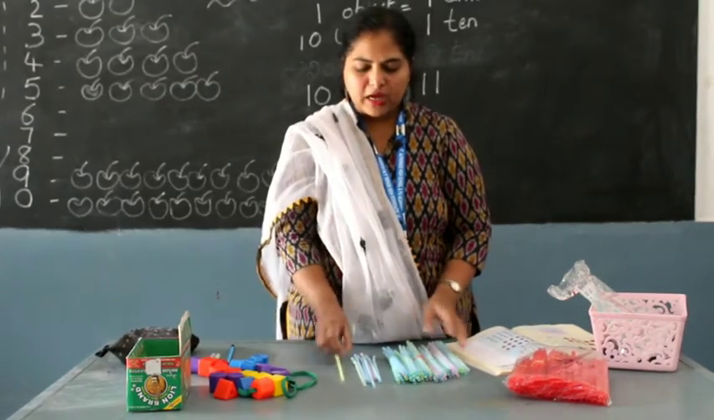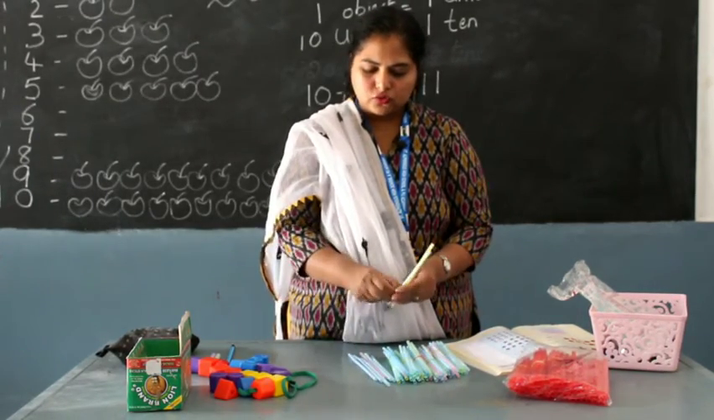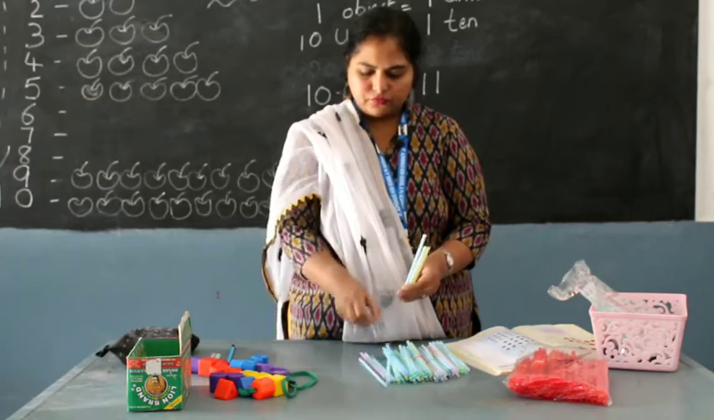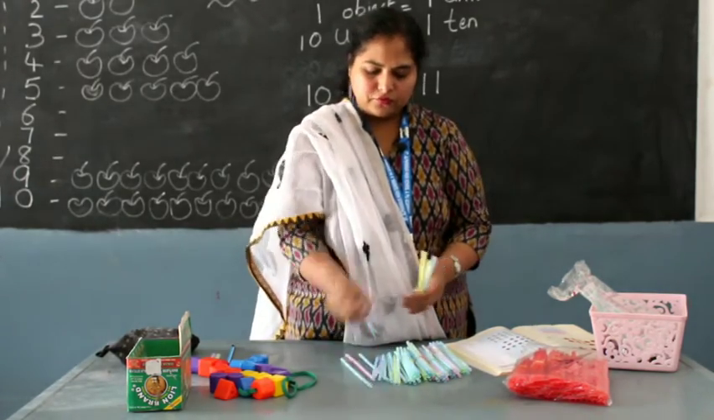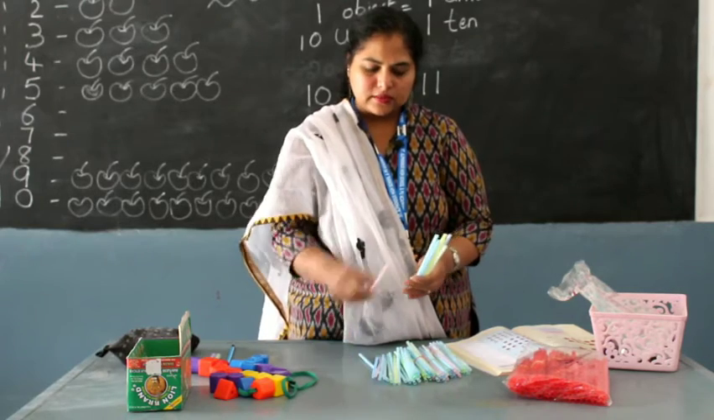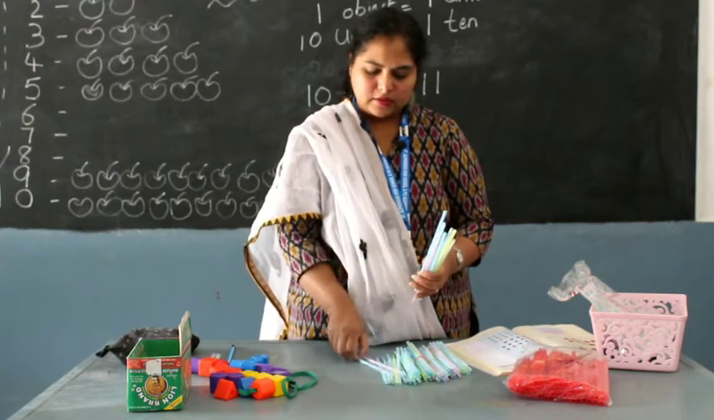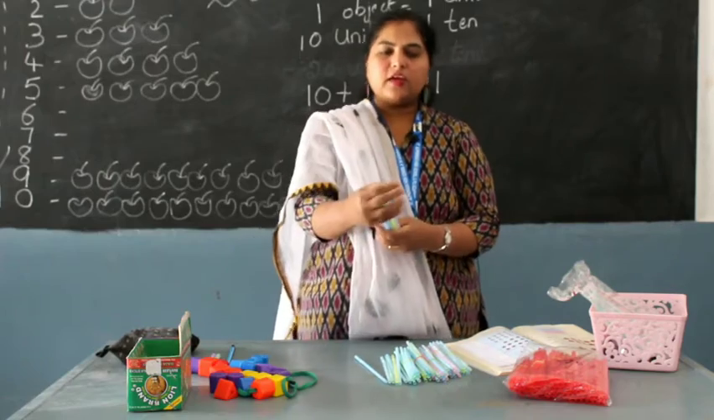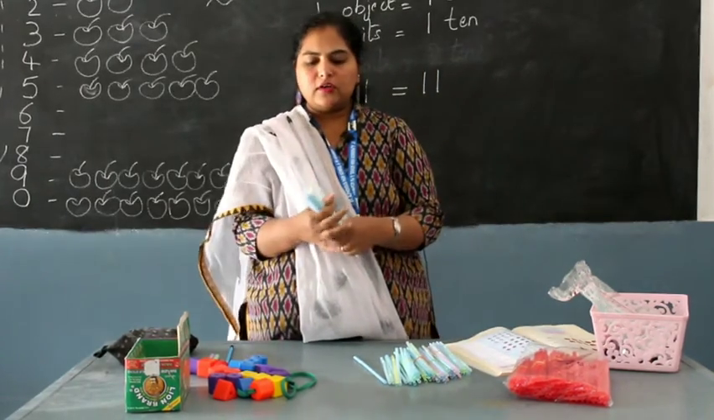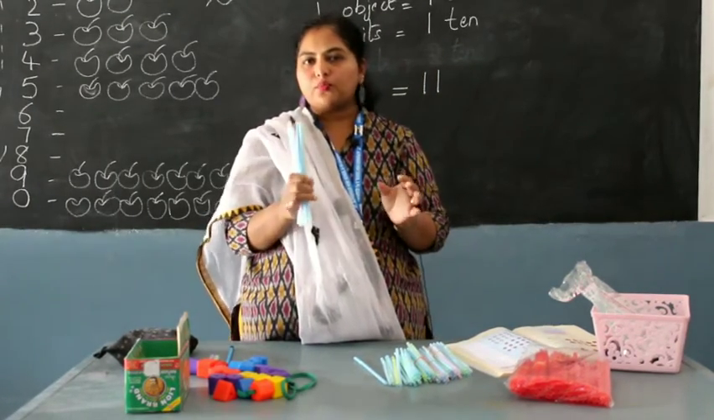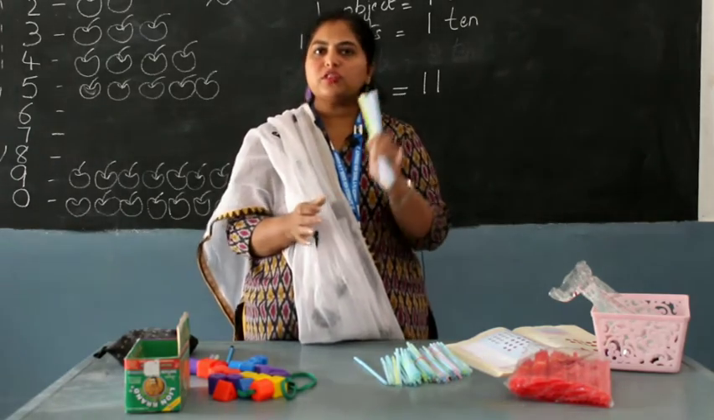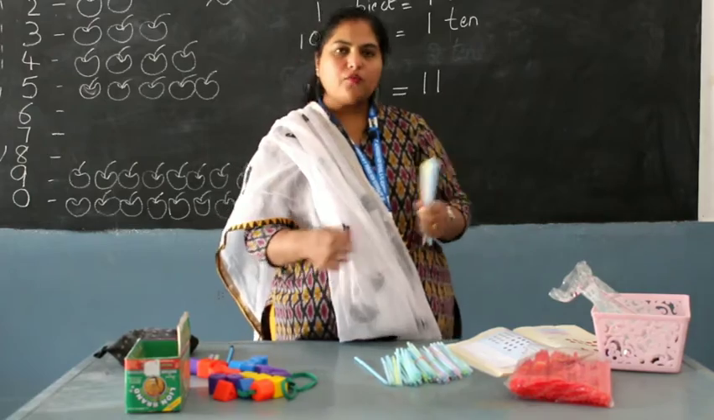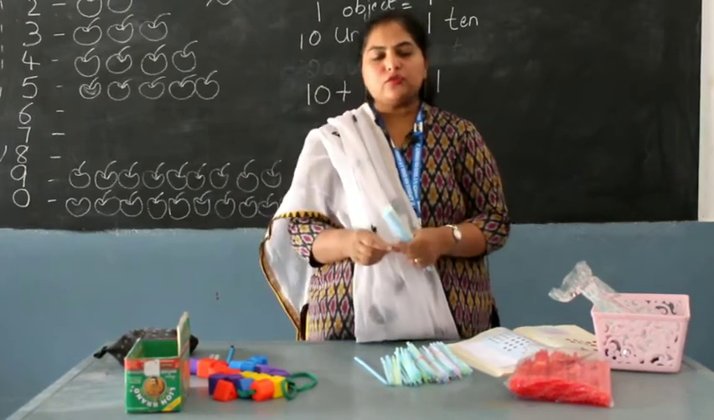So what I do, I take 1, 2, 3, 4, 5, 6, 7, 8, 9, 10. So I have 10 straws here. So this becomes one group. So 1 ten. It's a group of 10 straws. So it is 1 ten. So now when I have to add, I make many groups like that.